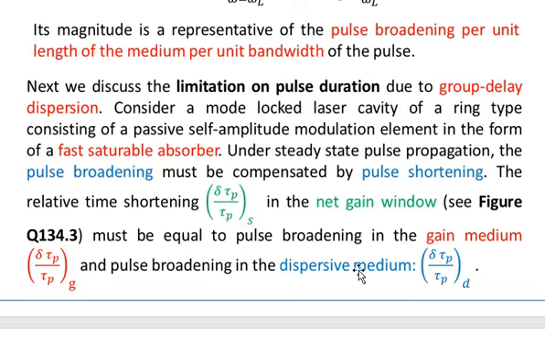So the gain medium and the dispersive medium are responsible for the pulse broadening, whereas when the pulse is generated in the net gain window, the automatic mechanism of the passive mode locking will compress the pulse. This pulse compression should be balanced by these two pulse broadening mechanisms in order to ensure the steady state pulse propagation within the laser cavity.